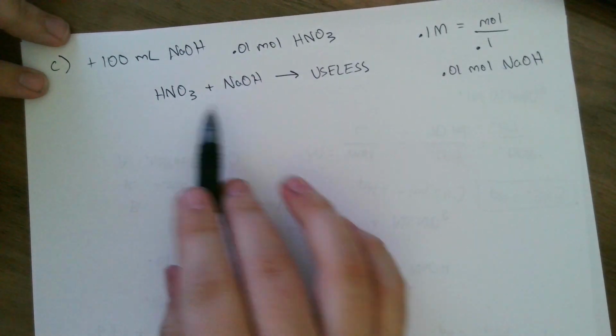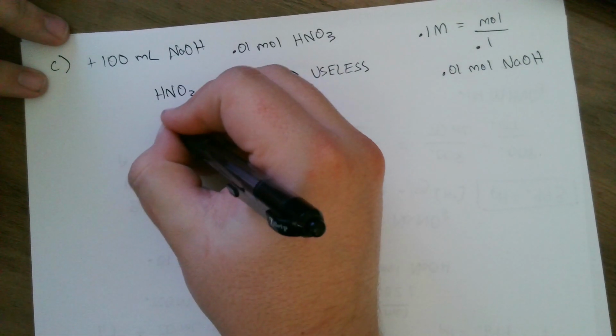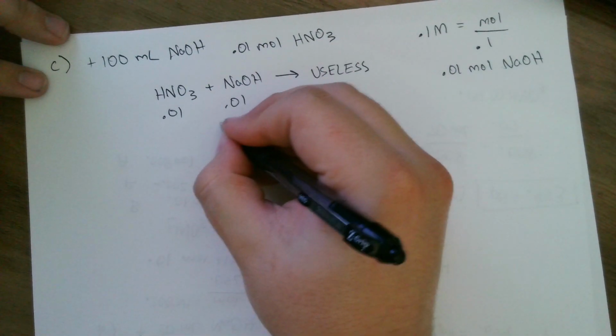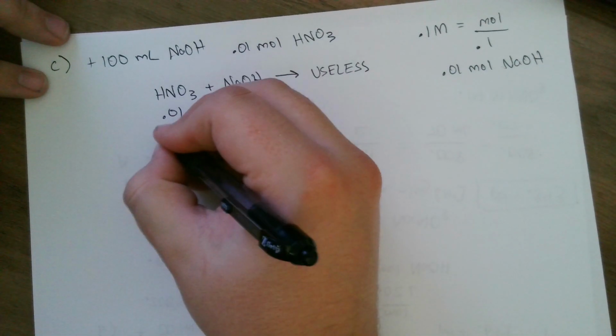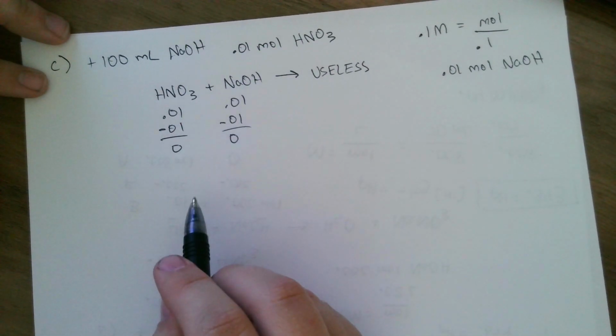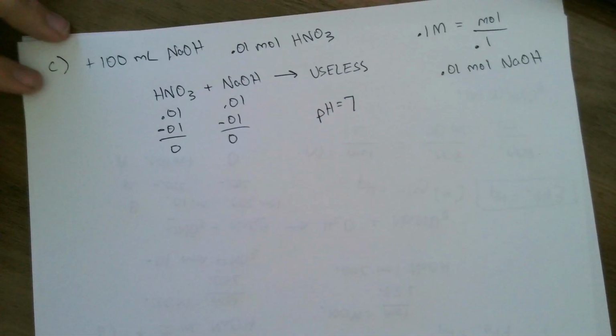Okay. Add my acid and base. Doesn't matter what my products are. So I had 0.01 of this, 0.01 of this. Well, I have equal amounts, so they're both going to neutralize each other completely. And I'm left with no acid, no base. pH is 7. Everything is completely neutral here.